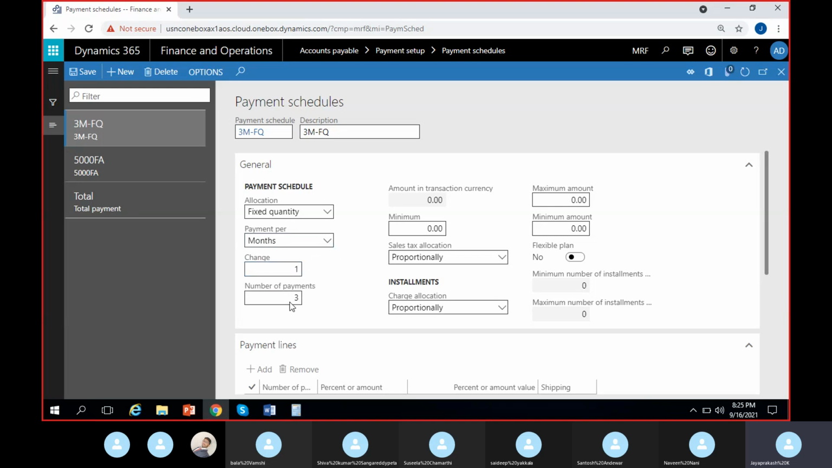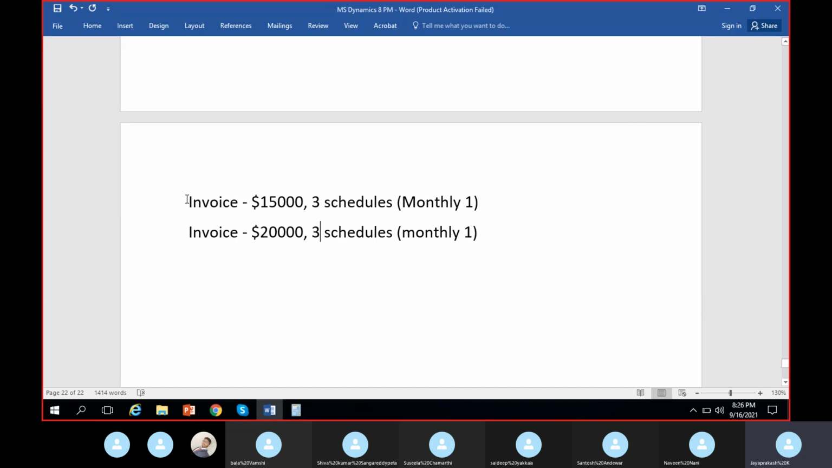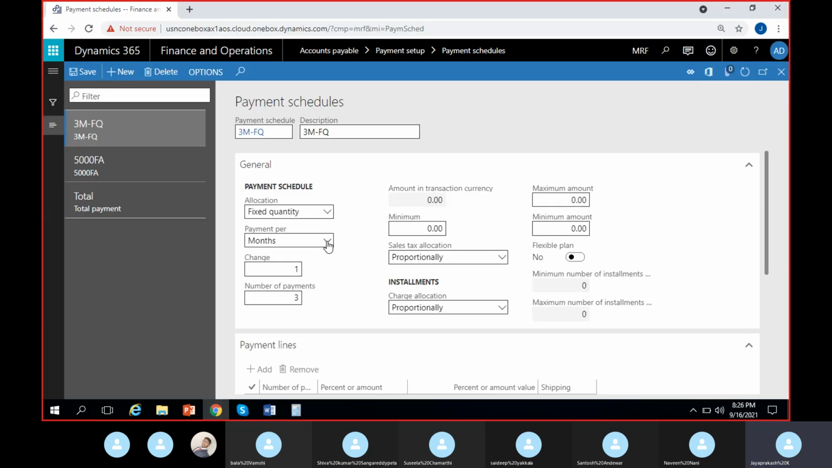Monthly once I'm saying, and I'm saying 3 schedules, 3 payments, which means every month I'll pay 1 payment. So totally by 3 months, this invoice will be paid. So 15,000 invoice, every month I'll pay 5,000, 5,000 and 5,000. And totally by 3 months, this invoice will be settled completely. Suppose I change it here as days and keep it as 1 only, then every day I have to pay a schedule. These 3 schedules I have to pay in 3 days. One day 5,000, another day 5,000, another day 5,000. In 3 days the payment will be completed.